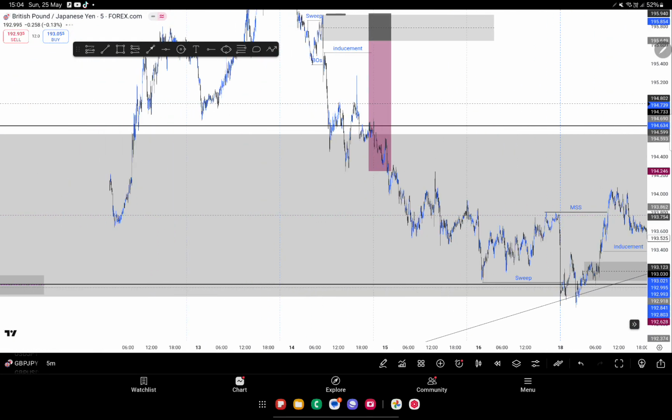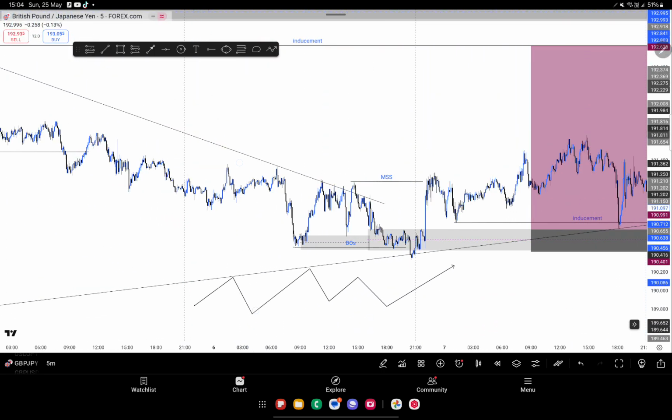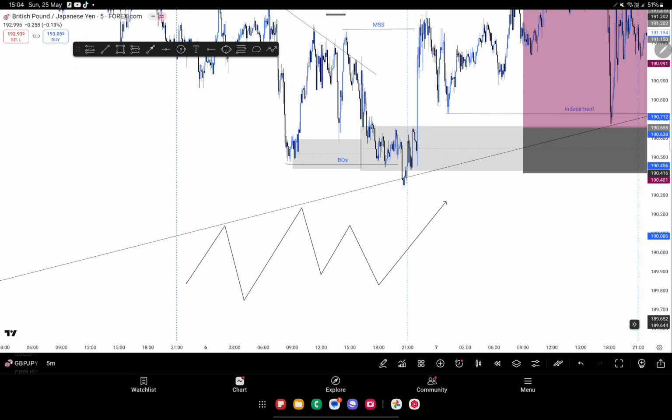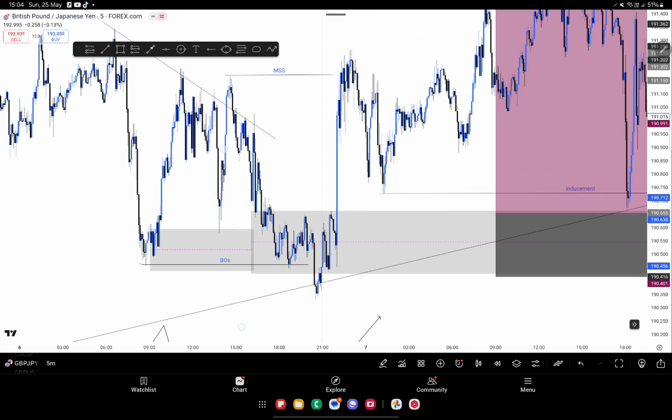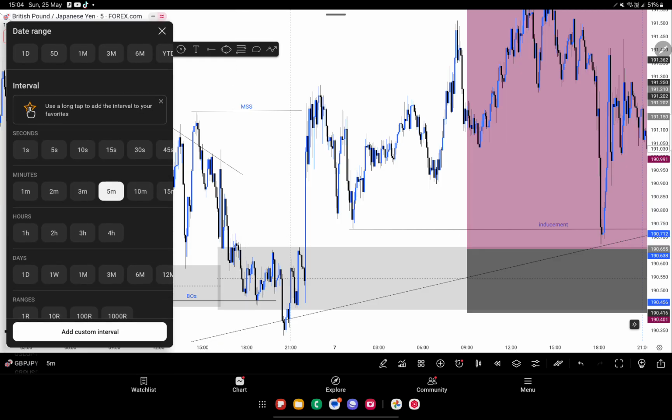I'm getting confused. What is this? Okay, on the 5 minutes time frame in that POI, you can see that there was another breaker here before the liquidity. That's where price actually tapped and moved up. So the trade was a missed trade.